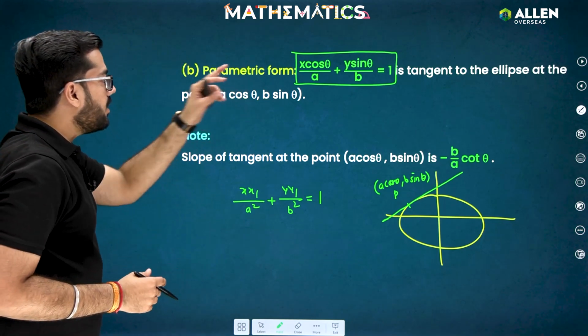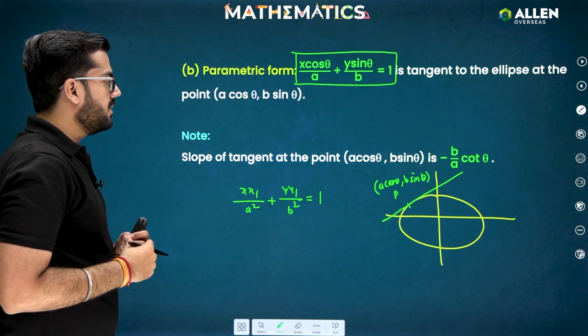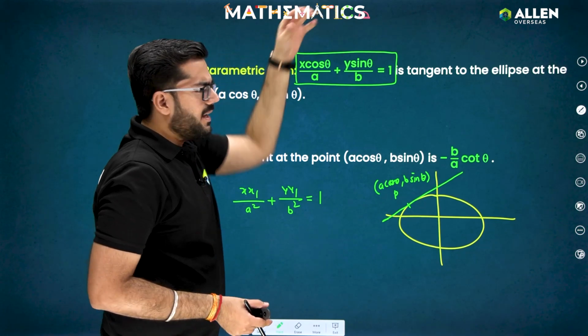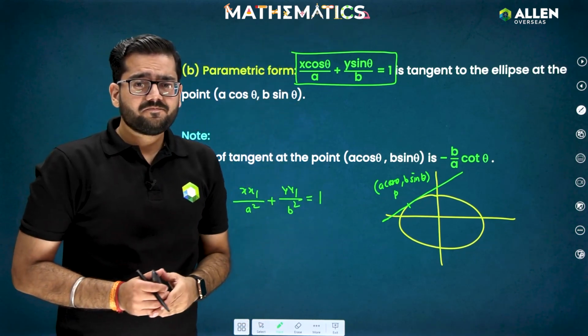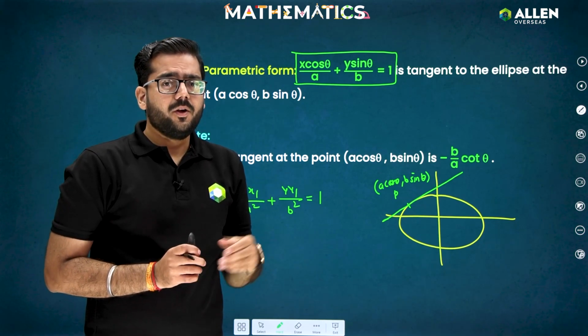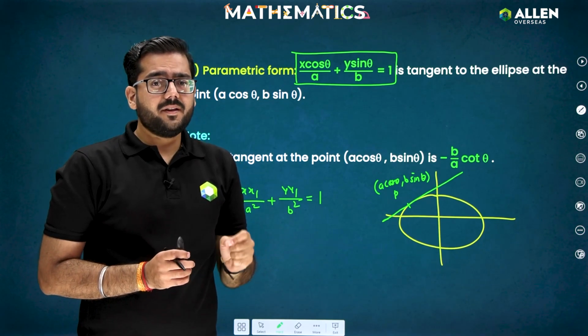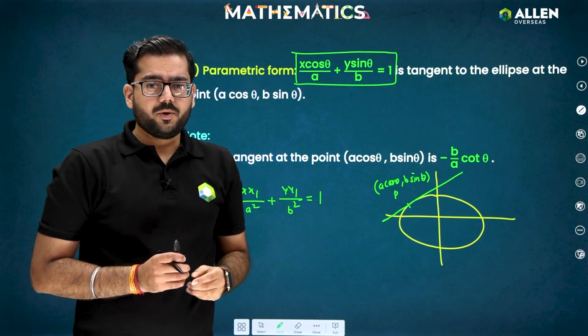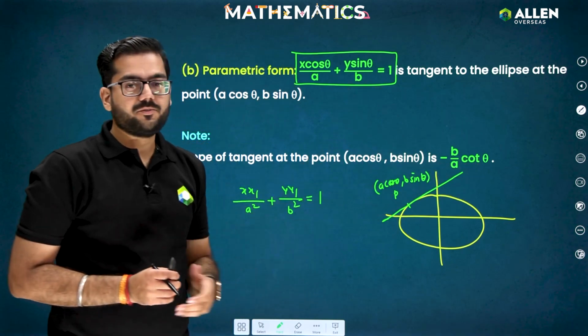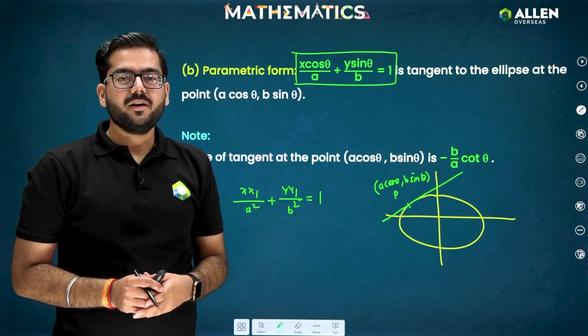Now here you can also observe one more thing. You can treat it like ax plus by plus c is equal to 0, the general equation of a line. Then you can easily write the slope, that is minus a upon b, and from this form you will get the slope as minus b upon a cot theta, right? Fine.